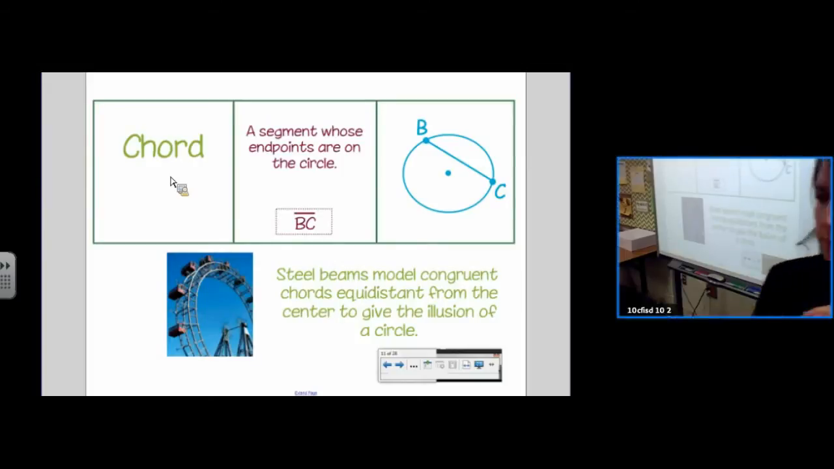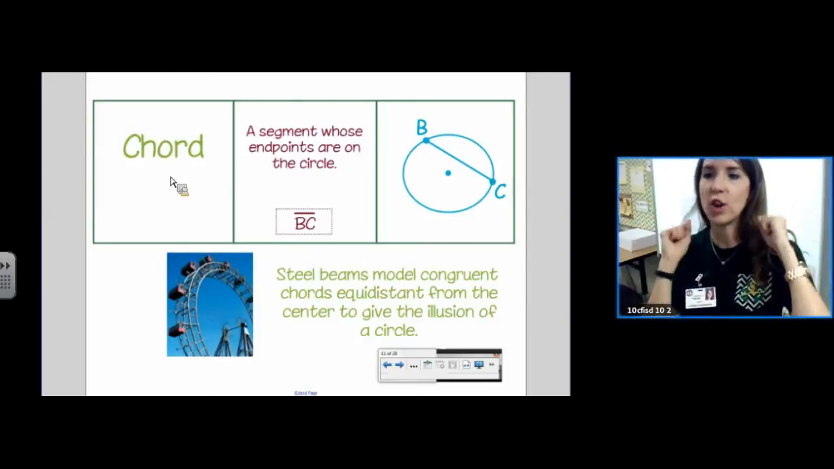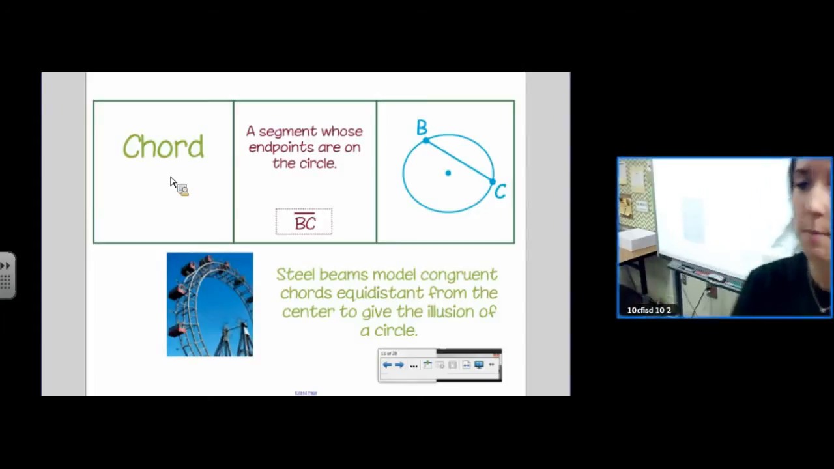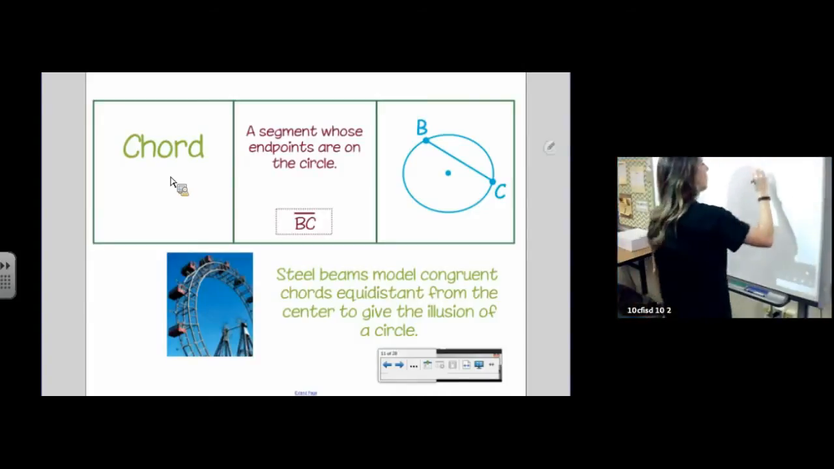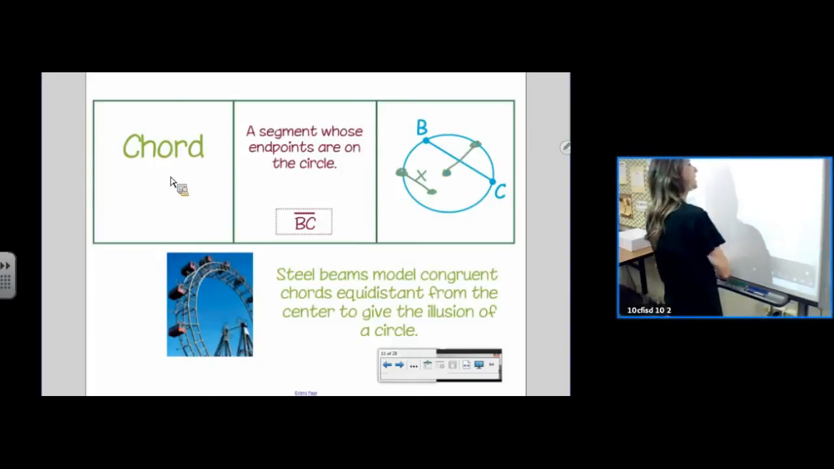So a chord is any segment whose endpoints are on the circle. On the circle. They can't be one on the circle and one just hanging out. It can't be one at the center and one on the circle because that's a radius. The endpoints have to be on the circle.